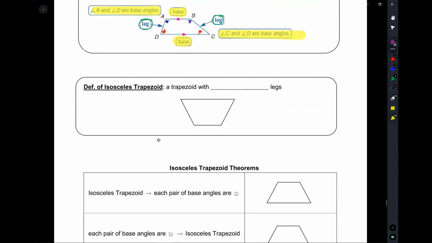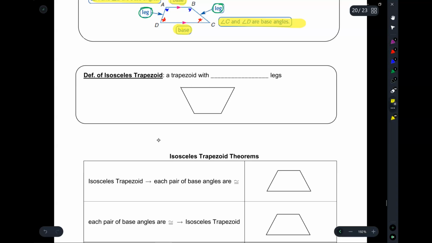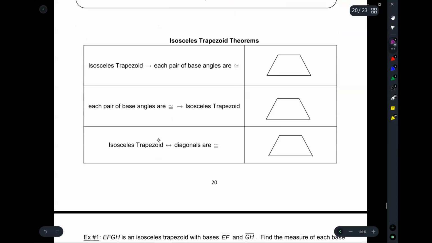All right. Now, an isosceles trapezoid is a special type of trapezoid. And the definition of that is that it's a trapezoid with congruent legs. So as you know, these are the bases, okay? Those are parallel to each other. And now the two legs, this one and this one, are congruent to each other.